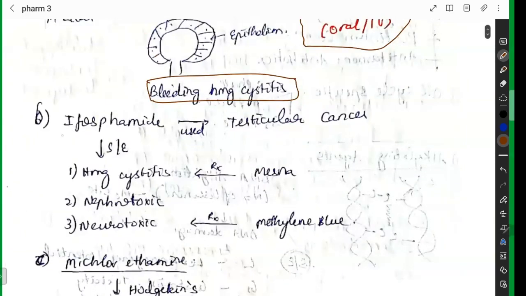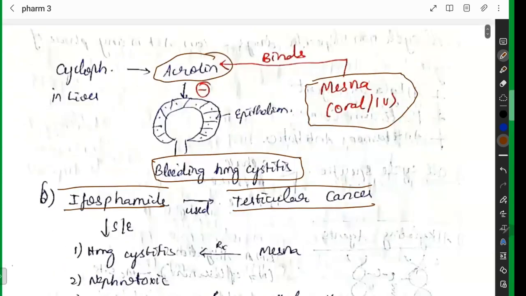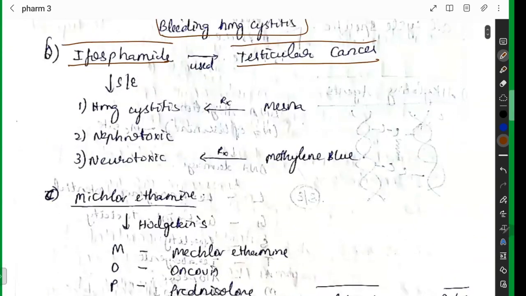Next you are going to have ifosfamide. So what is this ifosfamide? Ifosfamide is another nitrogen mustard which you are going to use in testicular cancer. Where will you use your cyclophosphamide? Can you tell me? Can you put it in the chat box? What are the three uses of cyclophosphamide, one by one? Can you just type in the chat box?